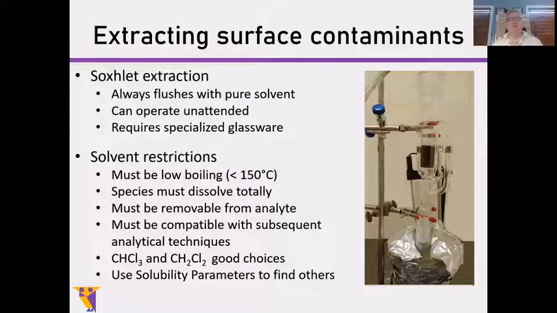Also, you want that to be removable from the analyte. That is, if you want to measure the mass before and after to determine exactly how much of the material came off, you don't want something sticking there and just simply taking its place. And this excludes certain solvents, such as toluene and xylene, which bond very strongly, or at least strongly adsorb, onto the surface of things like nanotubes, fullerenes, and carbon nanofibers. You want it to be compatible with any subsequent analytical technique.